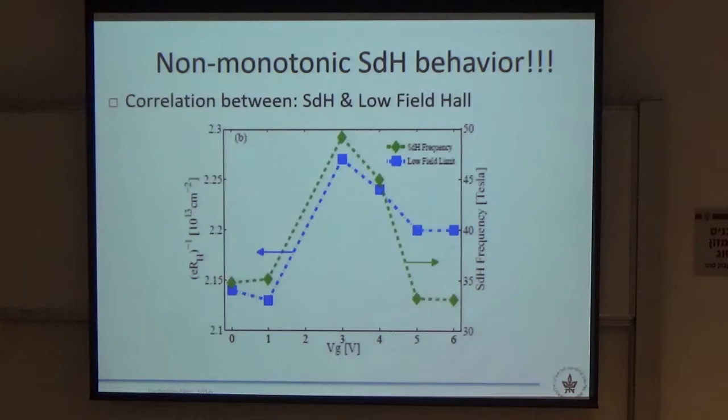So the Shubnikov–de Haas frequency, basically the carrier concentration, increases as you add carriers, but then the frequency decreases, which means you apply positive gate voltage on your capacitor, you try to accumulate carriers, but the number of carriers is decreasing. And also the same thing happens with the inverse Hall coefficient.